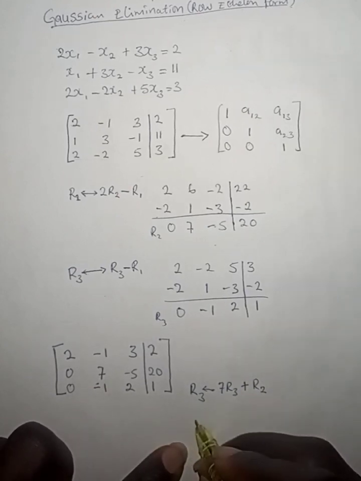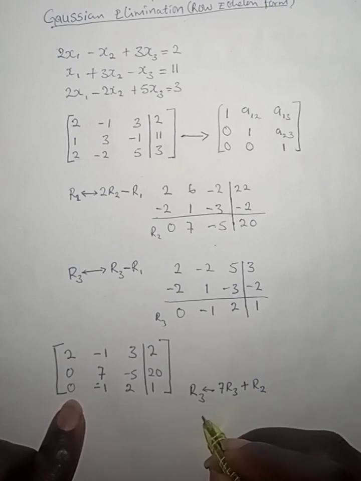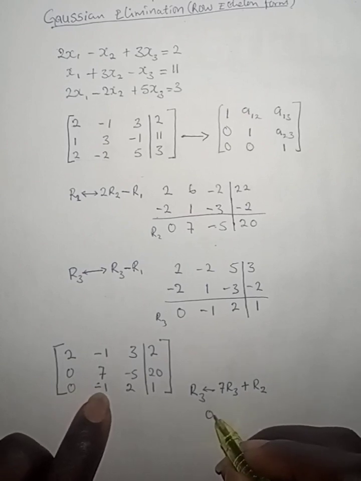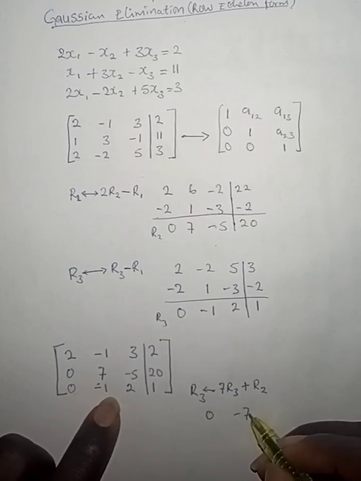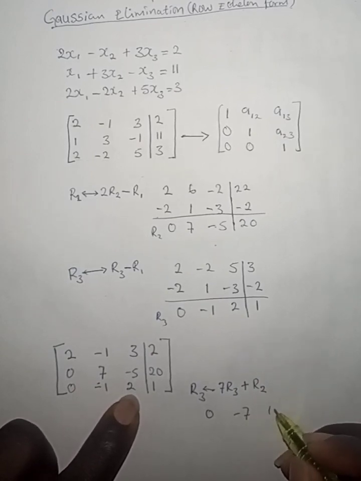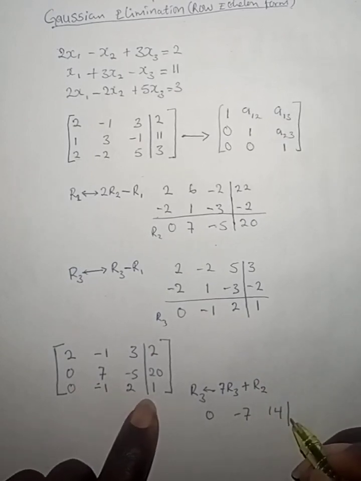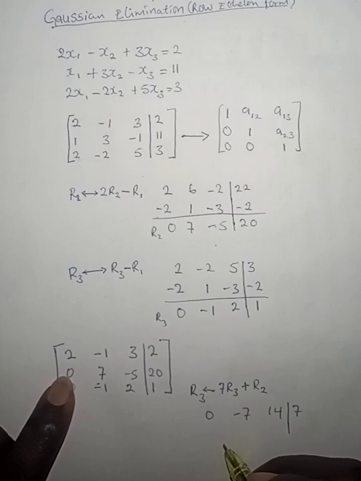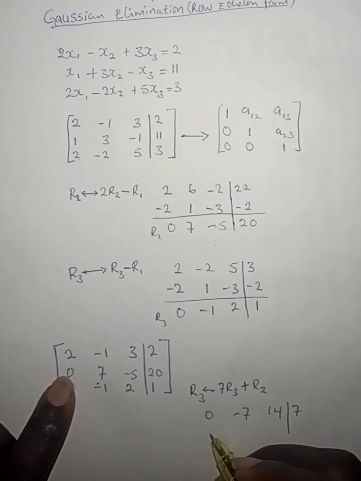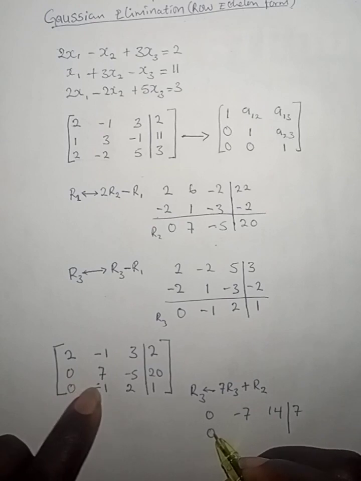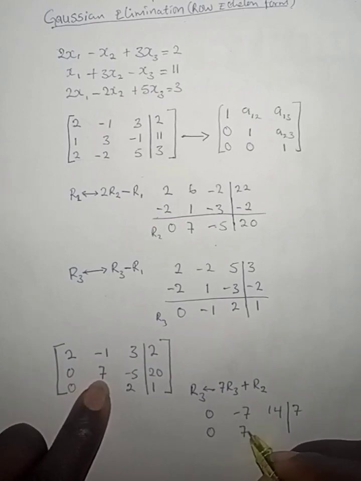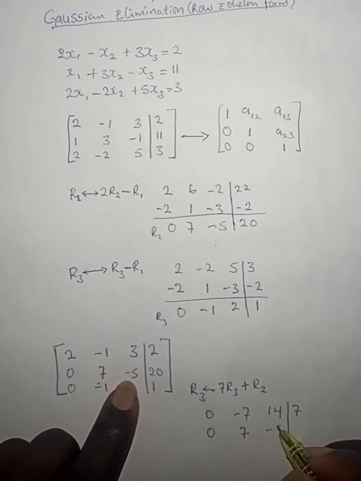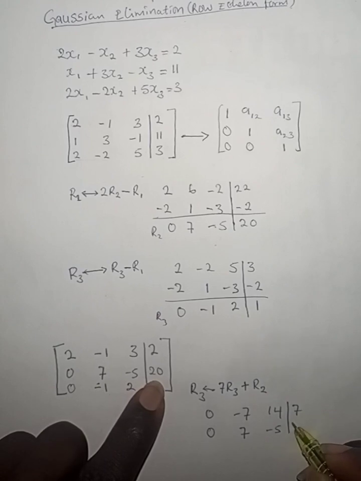Row 3 will be equal to 7 times 0 is 0, 7 times minus 1 is minus 7, 7 times 2 is 14, 7 times 1 is 7. Then row 2: 0 times 1 is 0, 7 times 1 is 7, 1 times minus 5 is minus 5, 1 times 20 is 20.